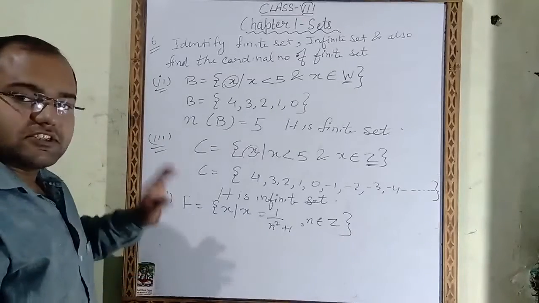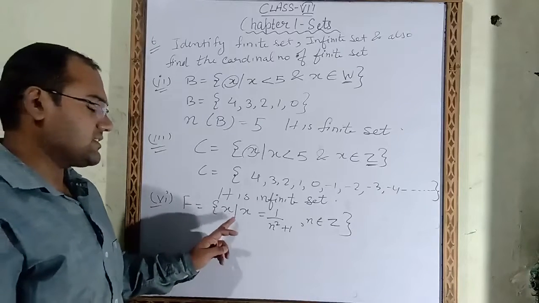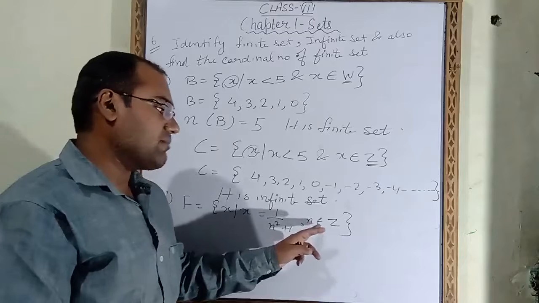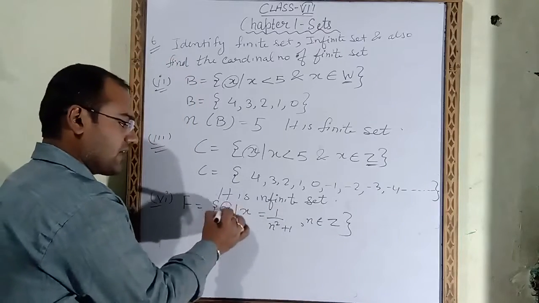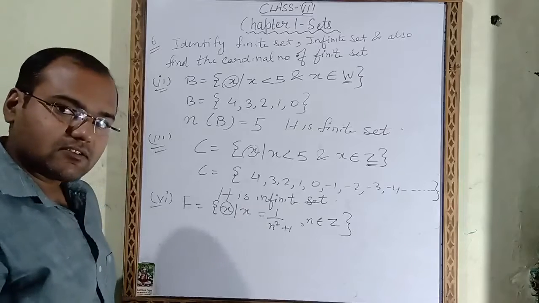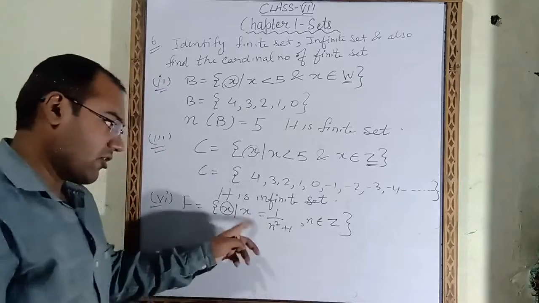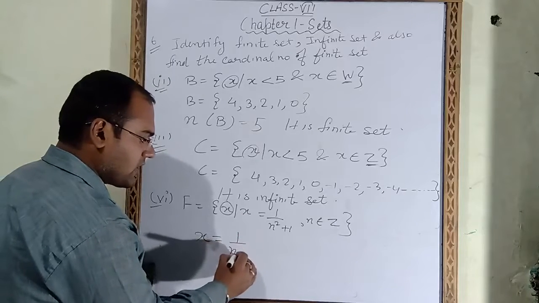So this is the 6th part. F is equal to x such that x is equal to 1 upon n square plus 1 and n belongs to Z. Z means integer. So in F we have to write the value of x. In order to write the value of x, we have to use this formula: x is equal to 1 upon n square plus 1.